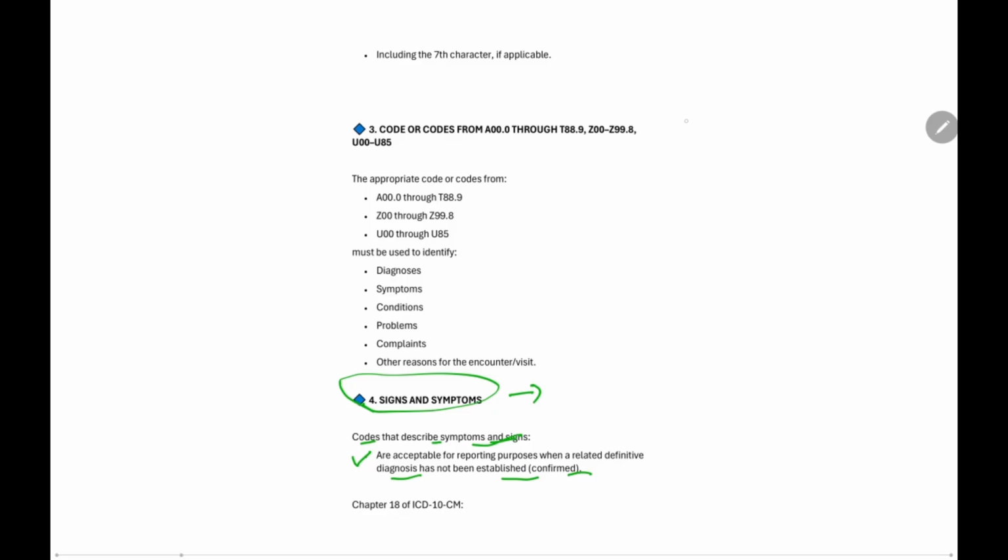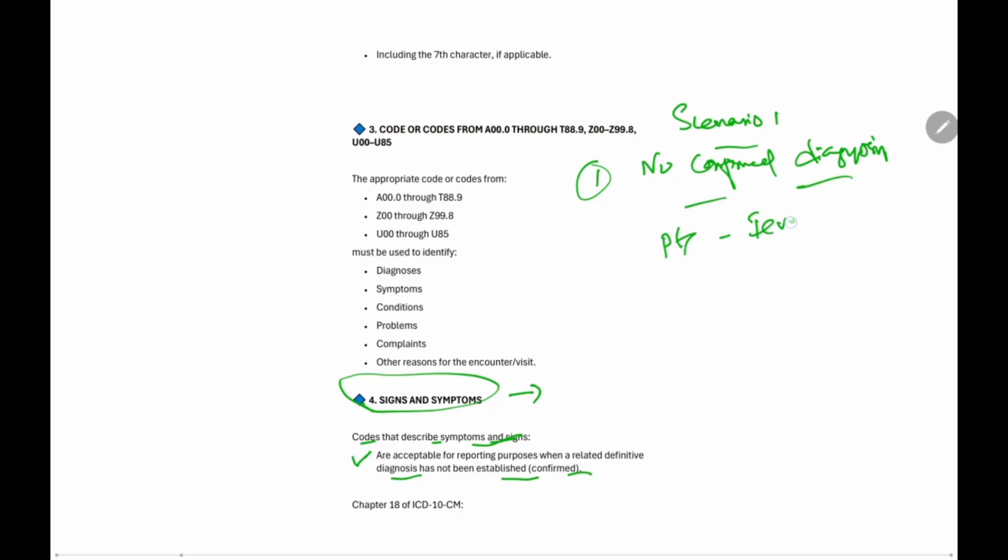For example, scenario 1, no confirmed diagnosis, which means there is no confirmed diagnosis. A patient is admitted with fever and cough. There is no definite diagnosis here for which reason the fever and cough are there. So what will you code, any guesses? Fever code, also cough code. This is the first scenario where there is no confirmed diagnosis.